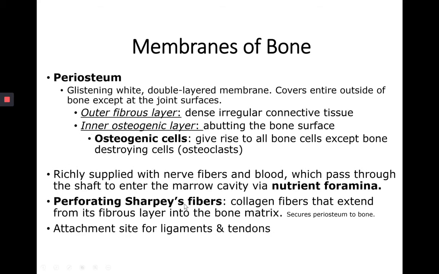There are also perforating Sharpey's fibers, which make sure the periosteum is held onto the bone. And again, these are just collagen fibers that extend into the bone matrix in order to secure the periosteum to the bone. The periosteum is also a great attachment site for ligaments and tendons.